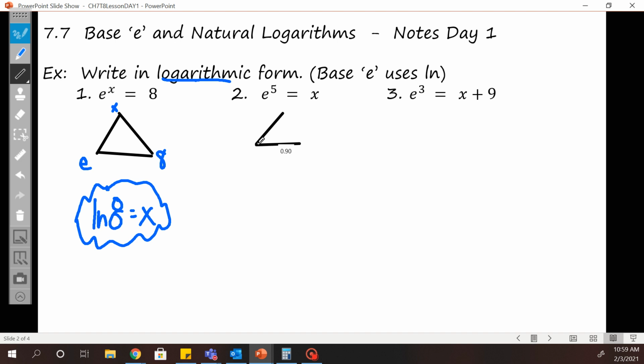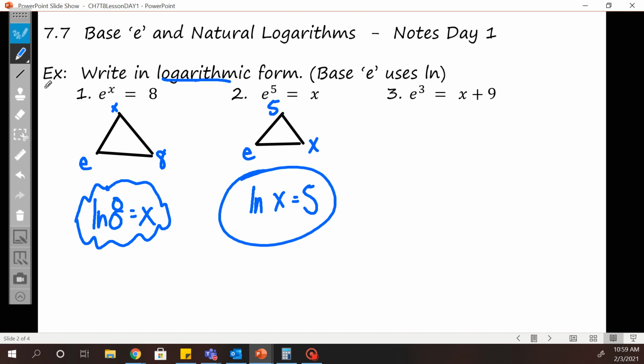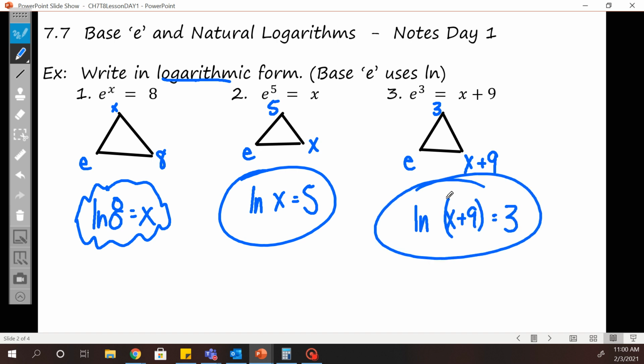Number 2, e to the 5 is equal to x. So e to the 5th power is equal to x. So as a logarithm, it would be a log with a base of e. So natural log of x is equal to 5. And the number 3, we want to write this in logarithmic form. So we have e to the 3rd power is equal to x plus 9. So we would turn this into a log, so it's a log with a base of e. So the natural log of x plus 9 is equal to 3.